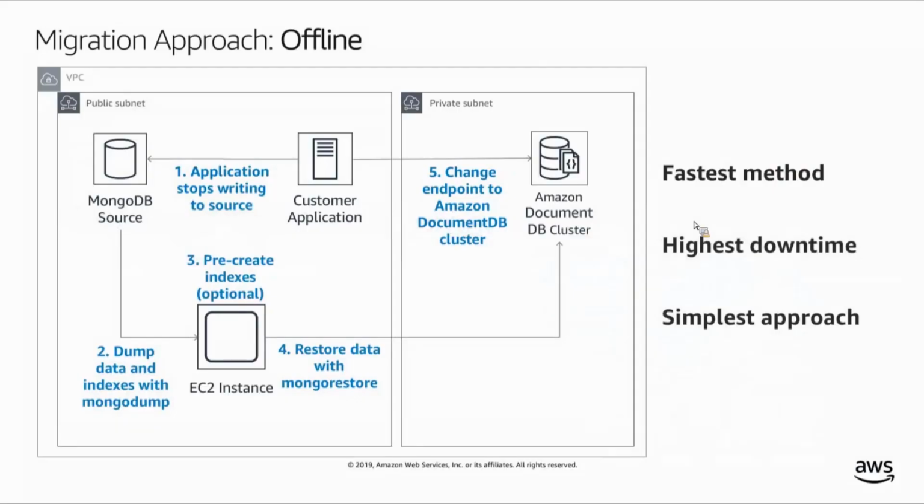So when we're thinking about actually accomplishing a migration to DocumentDB, there are 3 basic approaches that we want to take. The first approach here is called the offline approach, and that's because it's a simple dump and restore. And so as you can see, you start by just stopping writes to your MongoDB source, and then we'll typically use the MongoDump tool to dump data and indexes to some intermediate location.